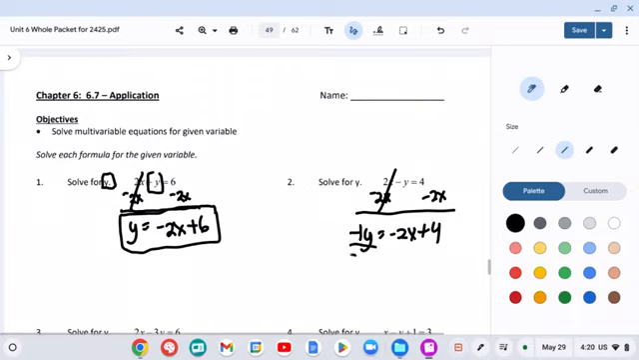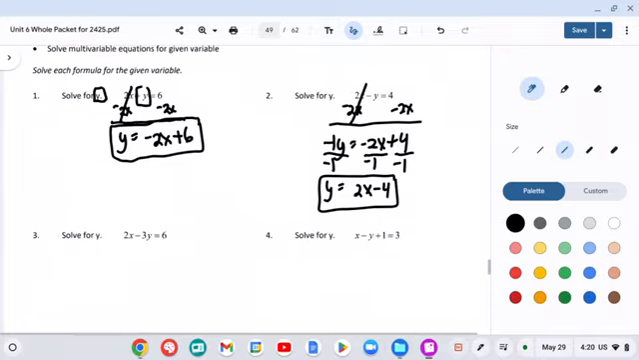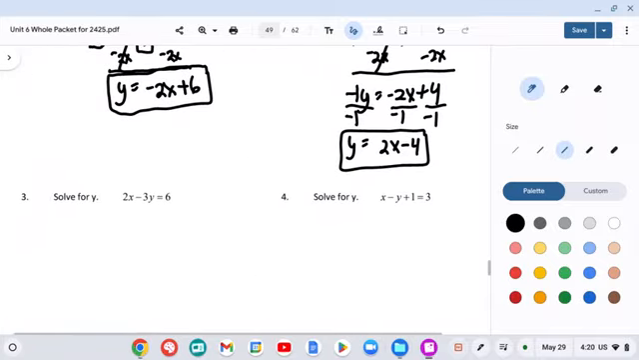So that means I'm supposed to divide. If it's attached by multiplication, the inverse would be division. So if I divided by that negative 1, the negatives would cancel in front of the y and underneath it. And then I'd be left with 2x and then a minus 4 for that problem, getting y by itself. So those are the first two. Those are easy. The next two are a little bit tougher, getting y by itself.